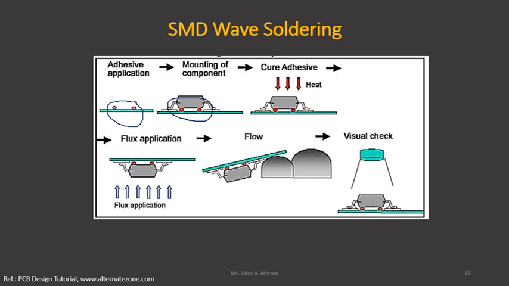Then in a similar way to that of THT, the flux will get applied, but in this case we have to invert the PCB because of the surface mount technology. Then that PCB will be passed over the wave of the solder. Once the components are soldered, you have to carry out the visual check.